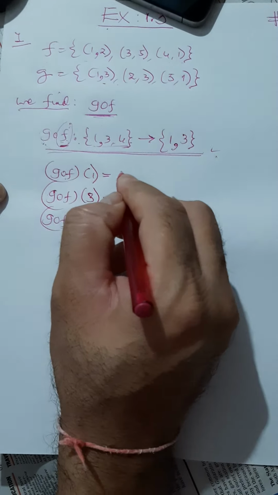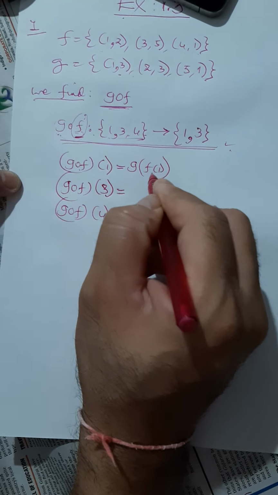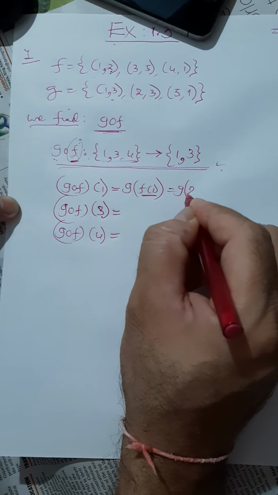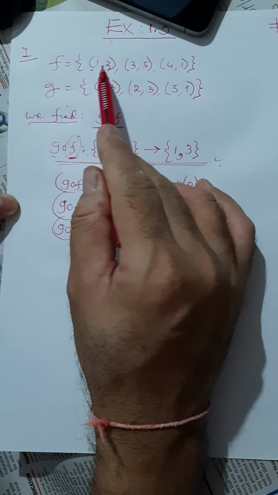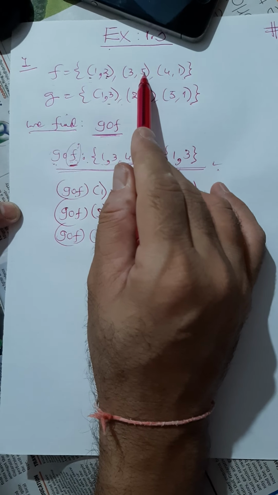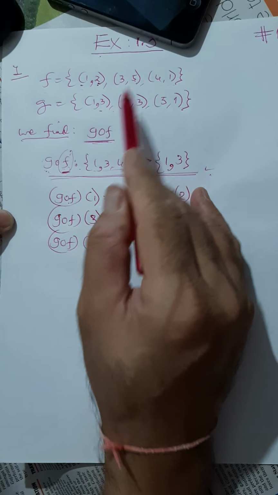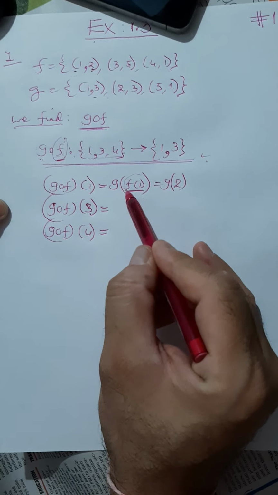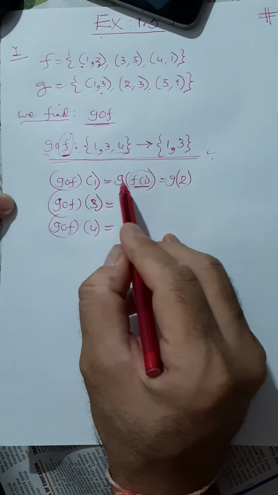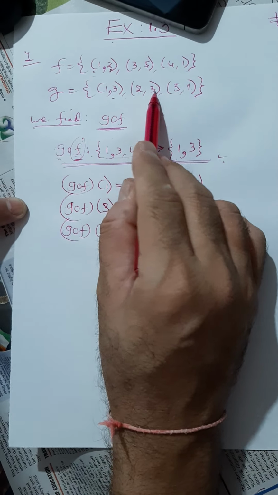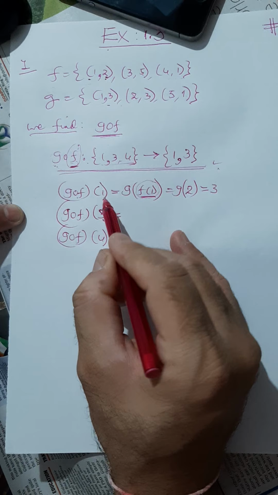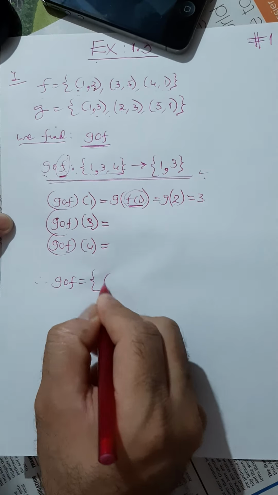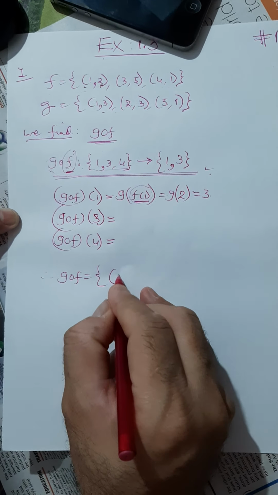Now, this means g of f of 1. What is f of 1? It is 2. Remember, the meaning of this is f of 1 is 2, f of 3 is 5, f of 4 is 1. g of 1 is 3, g of 2 is 3, g of 5 is 1. So what is f of 1? It is 2. Now we apply g. What is g of 2? It is 3. So 1 is associated with 3. So as a final conclusion, g of f at 1 will be 1 comma 3.